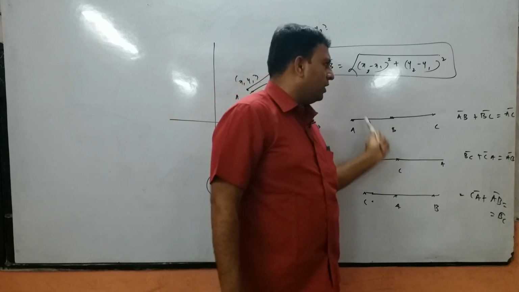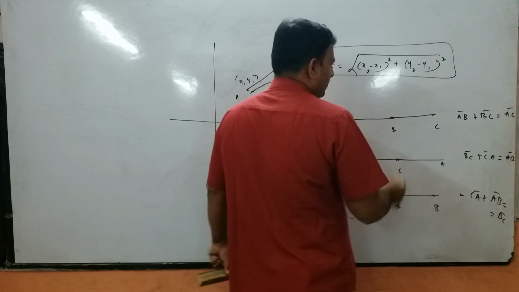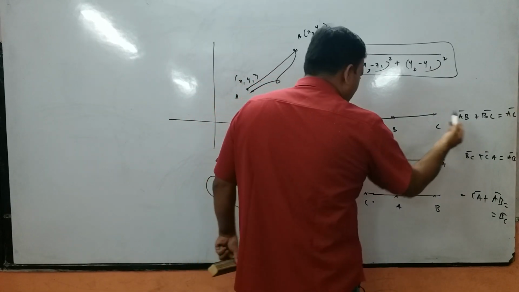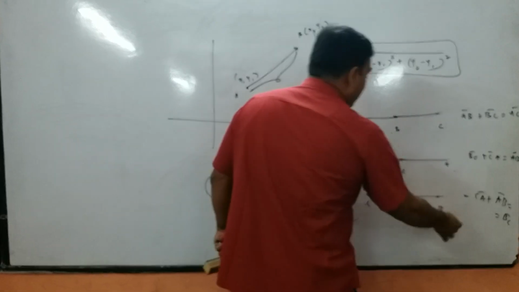Sum of 2 is equal to third. So whenever any of these three cases are satisfied, you can declare those points are collinear. Here I will say ABC are collinear. Here I will say BCA are collinear. Here I will say CAB are collinear.